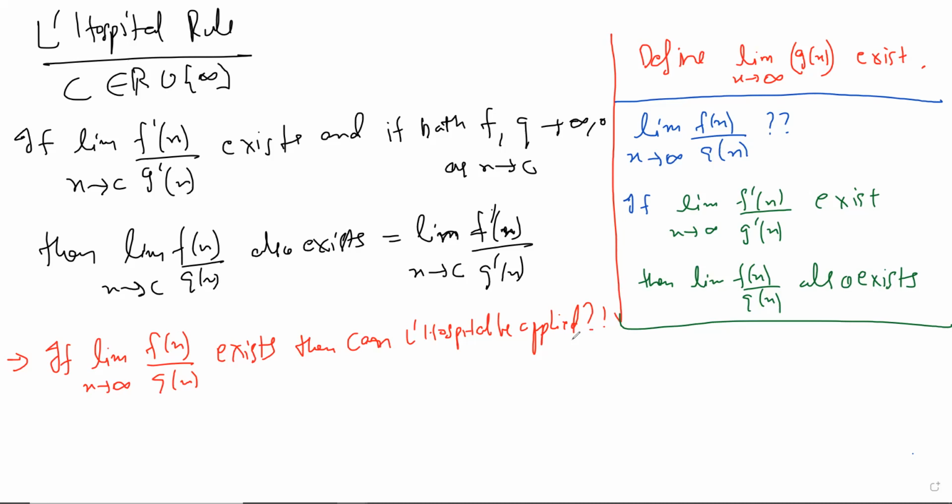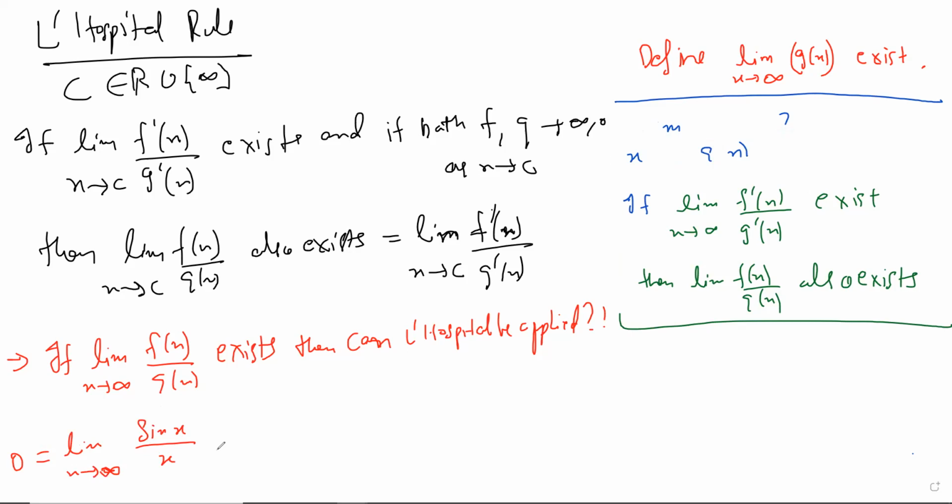So this is a conceptual question. There is no problem in the existence. I'm telling you that the limit exists. Then can L'Hopital's rule be applied? I don't think so. For example, if you take the function sin of x over x, as x goes to infinity, this will become 0, as sin of x is bounded. The limit is not in 0 by 0 or infinity by infinity form, but still the limit exists.